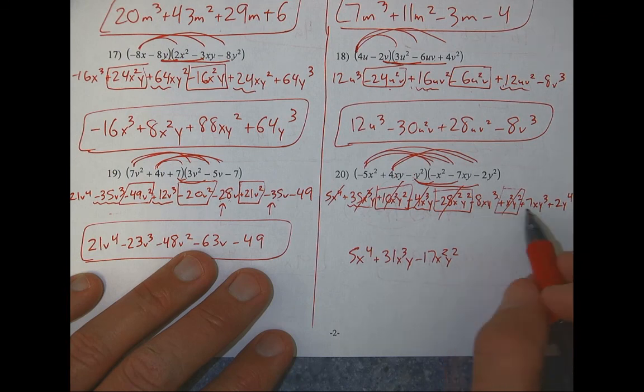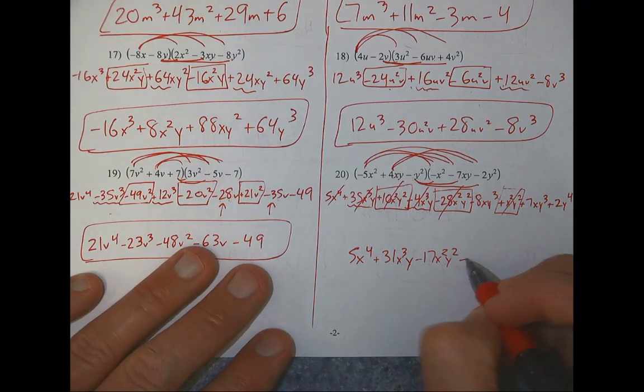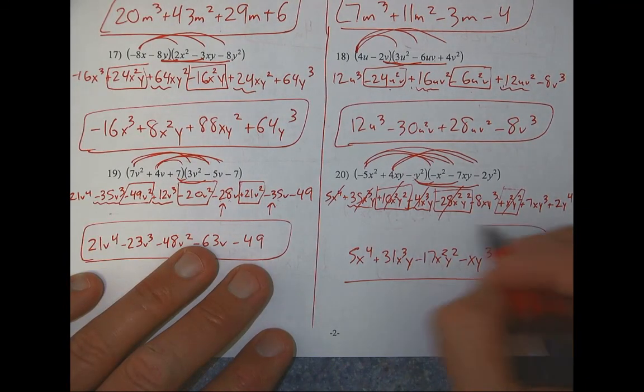I have 2 of these. Xy to the thirds. That's a negative 8 and a positive 7. So negative 1 xy to the third. And then plus 2y to the fourth tags along.